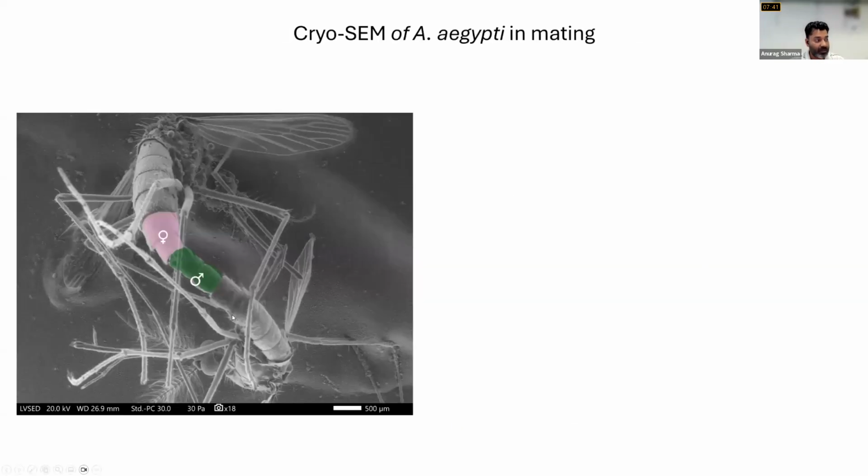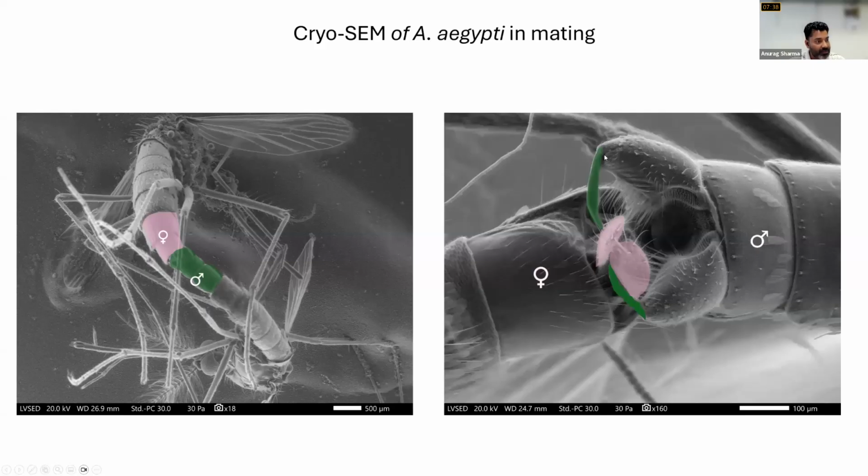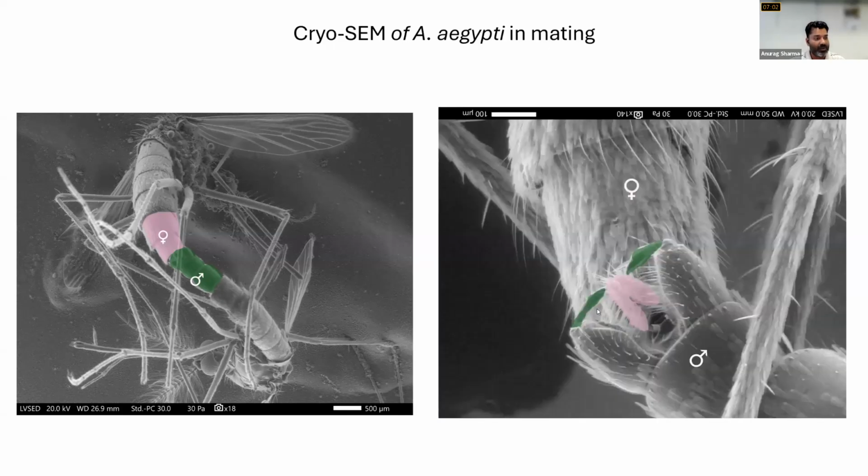So this is the female and this is the male, and you can see the genitalia of the male mosquito, and this is the female mosquito. This is how they engage. These are the lips, and this is the tip of the genitalia of the female, and this is the gonostyle. What they found is that the gonostyle somehow tickles the tip of the genitalia of the female, and the female elongates the lips in order to complete the mating process. So this is how we could find out how this happens, with the help of our cost-effective cryo-SEM method.